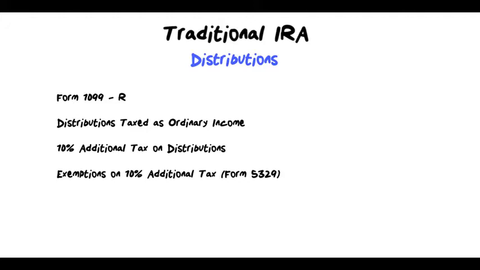Even though you will get it by mail at your home, you have a responsibility to ensure that you receive it for your tax purposes. Any distribution you take from the traditional IRA will be taxed as ordinary income. And also the painful thing is there will be a 10% additional tax on distribution, which is like a penalty for the early distribution. However, there are some exemptions on the 10% additional tax. If you qualify to get that exemption, you need to fill out Form 5329.